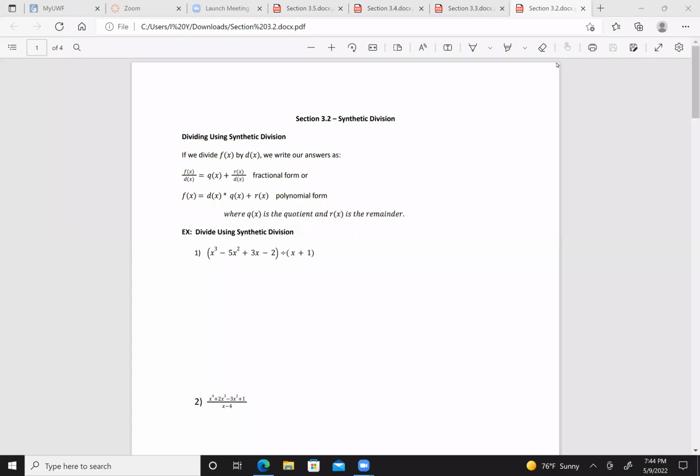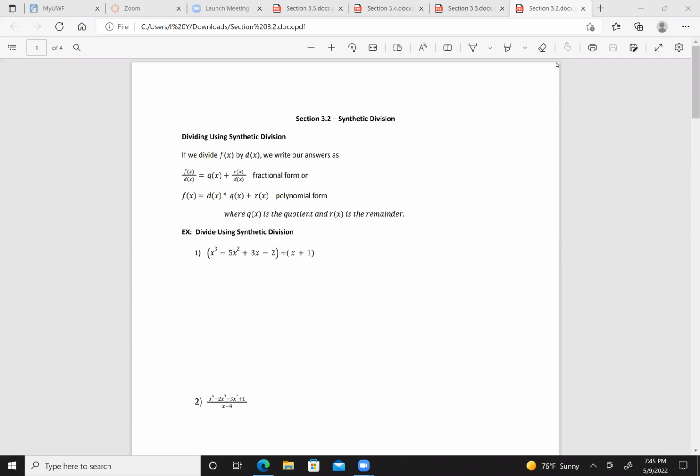Okay, today we're going to look at section 3.2, synthetic division. We're going to do division using synthetic division. If we divide f of x by d of x, we write our answer as f of x over d of x equals q of x plus r of x divided by d of x in fractional form, or f of x equals d of x times q of x plus r of x in polynomial form, where q of x is the quotient and r of x is the remainder.